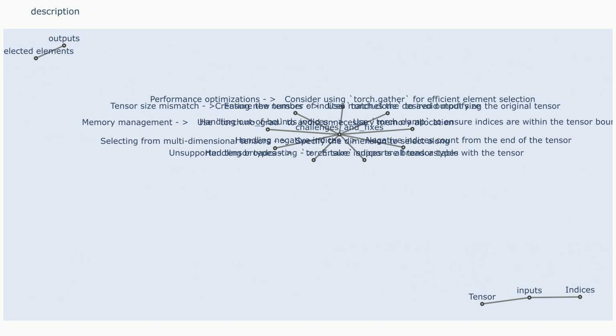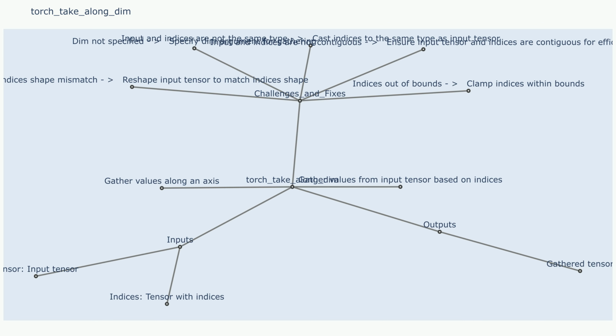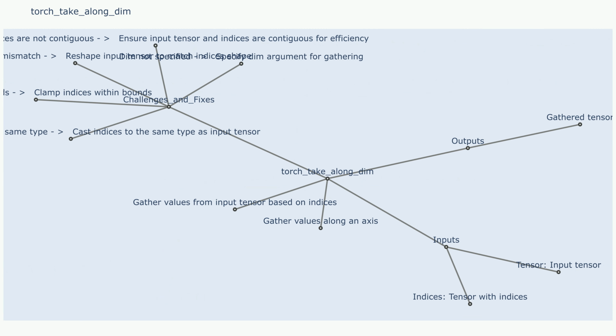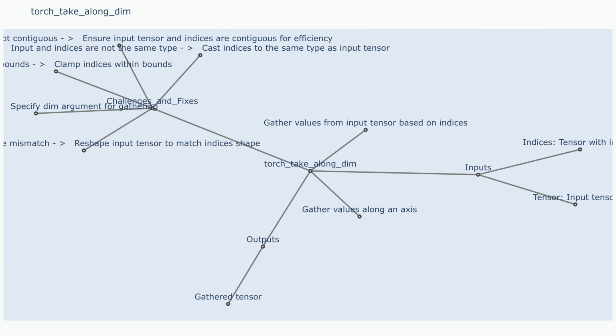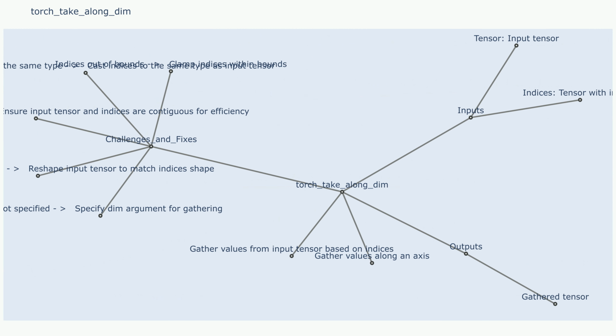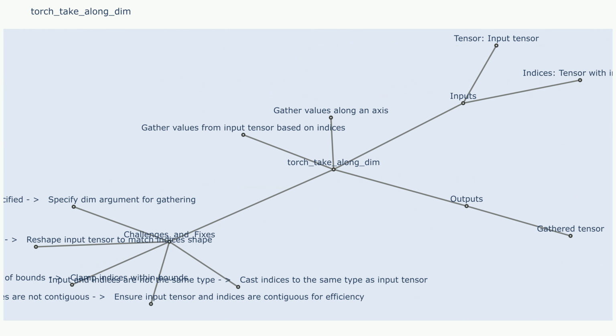Use broadcasting or reshape operations to adjust the dimensionality of the indices tensor, if necessary. torch.take_along_dim. Description. Inputs. Input: the tensor from which to take elements. Indices: the indices to select elements from the input tensor. This tensor must have the same shape as the input tensor, except for the dimension specified by dim. The values in this tensor must be within the range of the input tensor's size along the specified dimension.